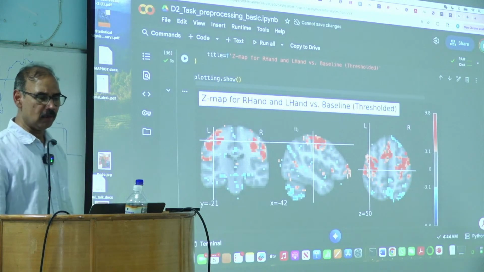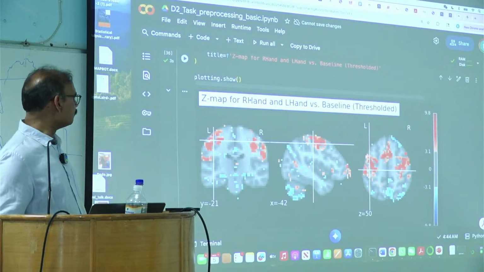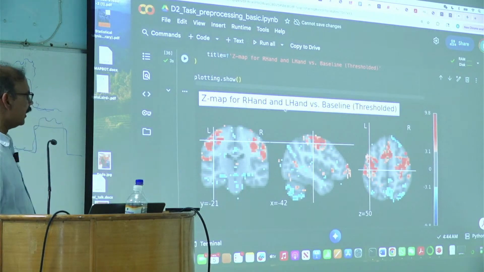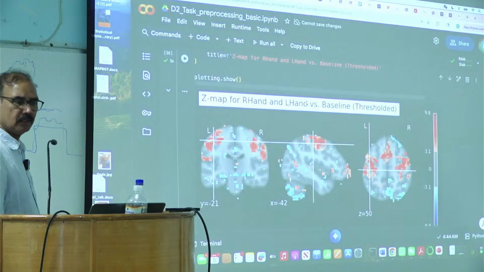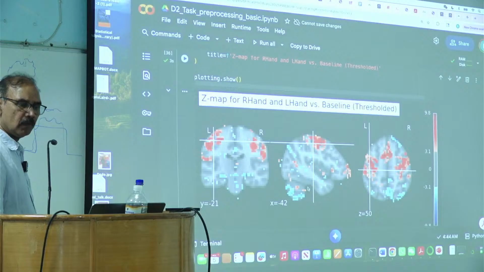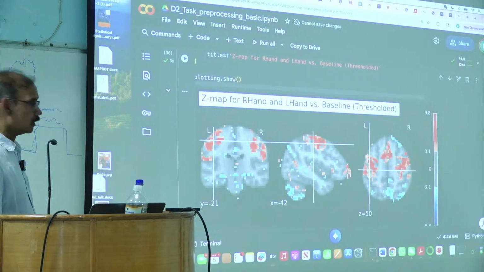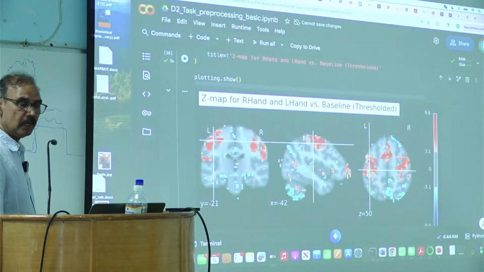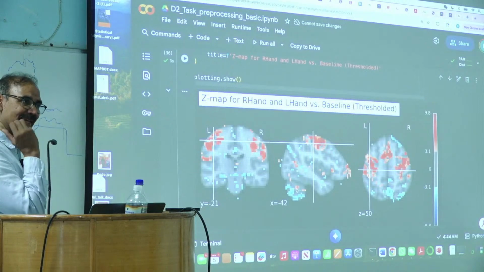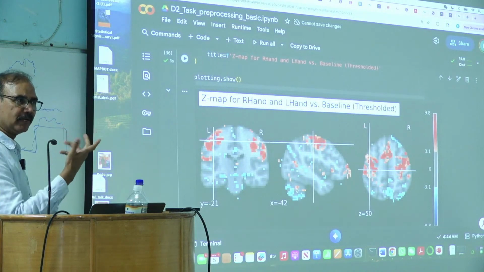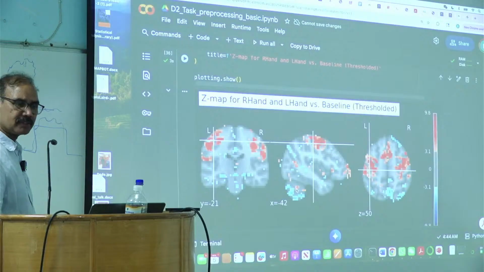So now we can look at difference between right hand and left hand versus baseline, right? So you can identify these. So this is in case. So anyone know what this region is? Very good, cerebellum. So again, with doing simple finger tapping, you can activate the cerebellum.